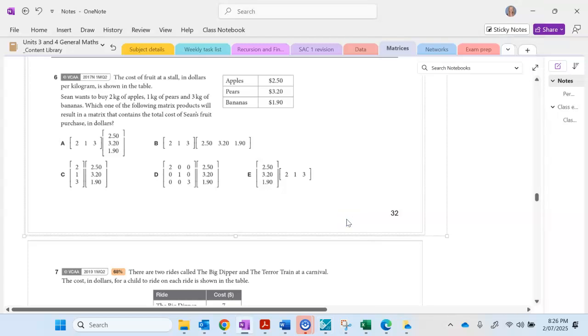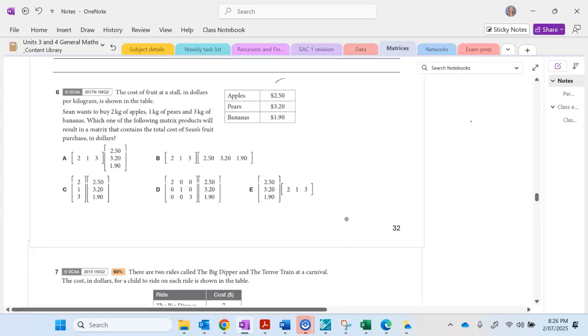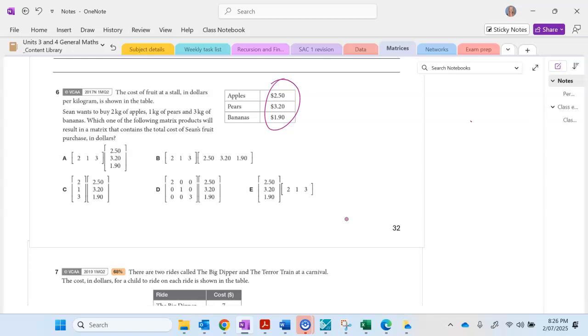So the cost of fruit at a stall in dollars per kilogram is shown in the table. Sean wants to buy 2 kilograms of apples, 1 kilogram of pears, and 3 kilograms of bananas. Which one of the following matrix products will result in a matrix that contains the total cost of Sean's fruit? So we've got these values here, the cost, and we want to add them all up. He's got 2 kilos, 1 kilo, 3 kilos, and we're just going to make sure it's in the same order, which it is, which is awesome.